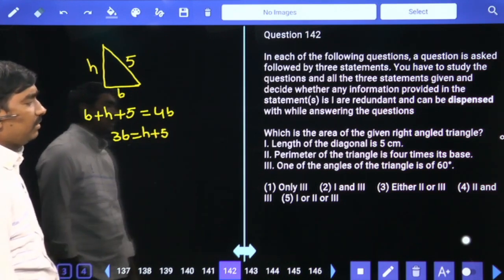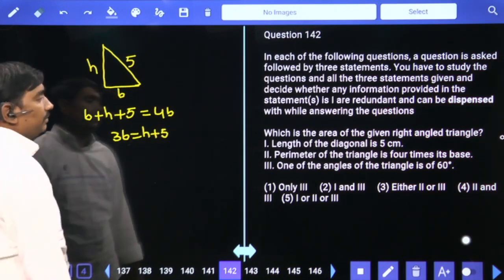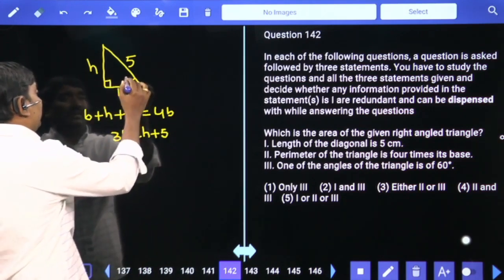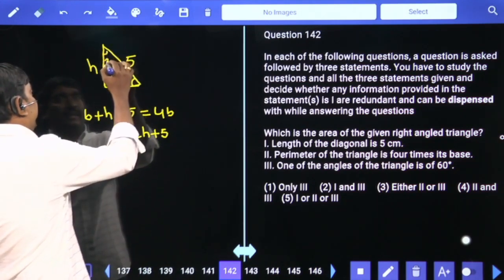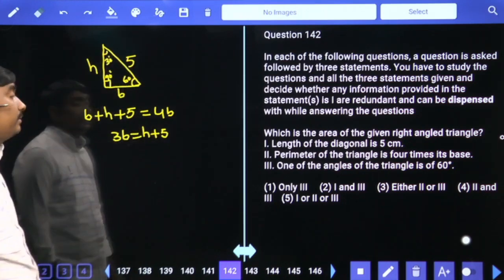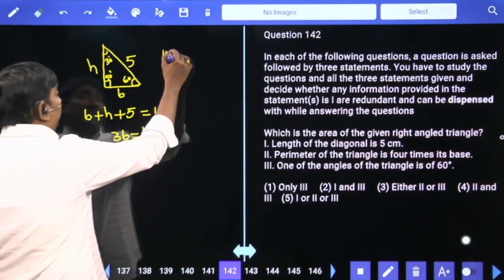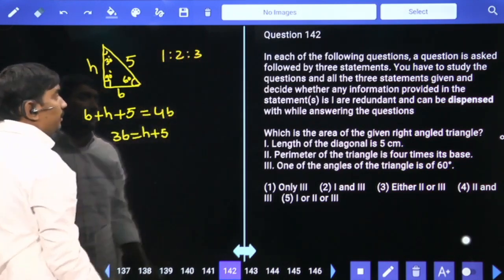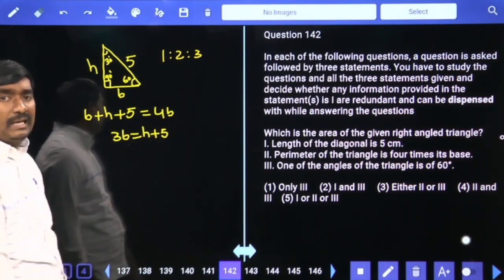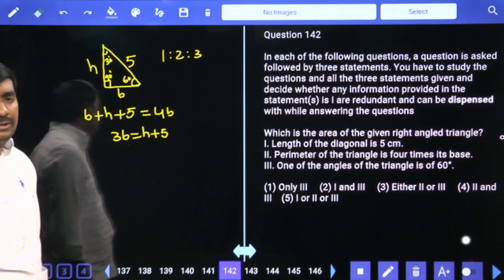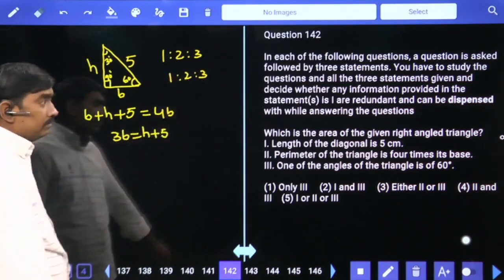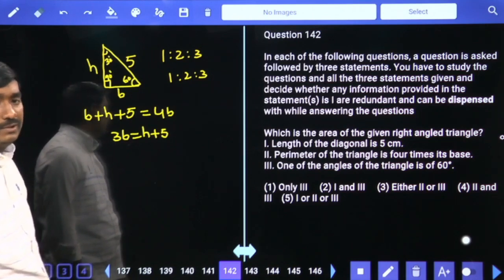One of the angles of the triangle is 60 degrees. So this is 90, this is 60, and this one is 30 degrees. So here the angles are in the ratio of 1:2:3. There is one theorem: if in a triangle the angles are in the ratio of 1:2:3, then their sides are also in the ratio of 1:2:3.